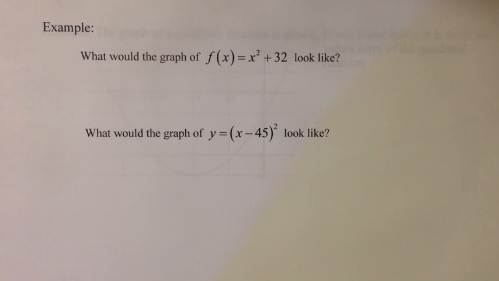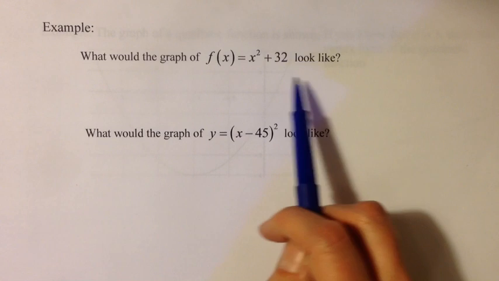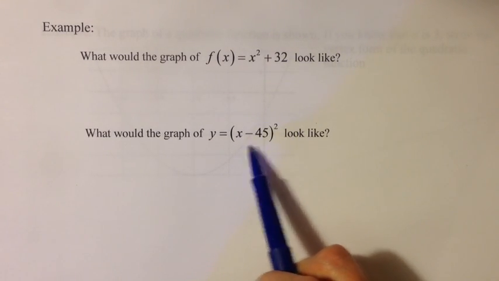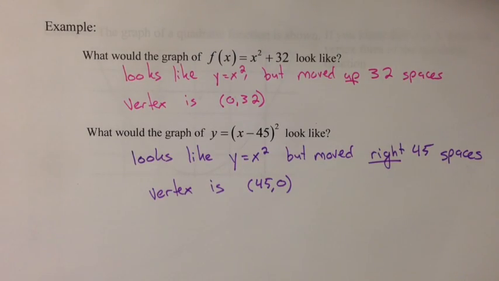I have a couple more examples just to make you think a little bit. First of all, think about what the graph of x squared plus 32 would look like. And then I'd also like you to think about what the graph of (x - 45) squared would look like. I'd actually like you to take a moment and think about that before I write down my answers. All right, have you got an answer?